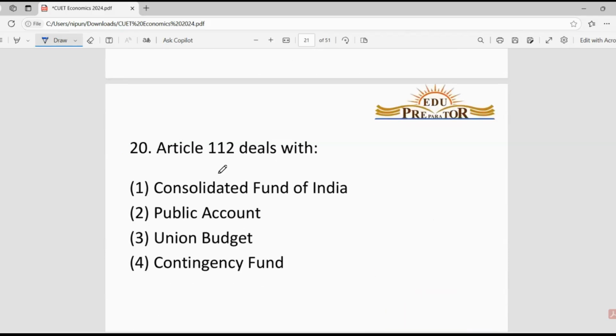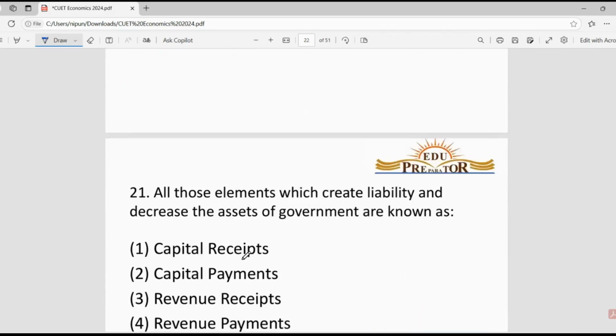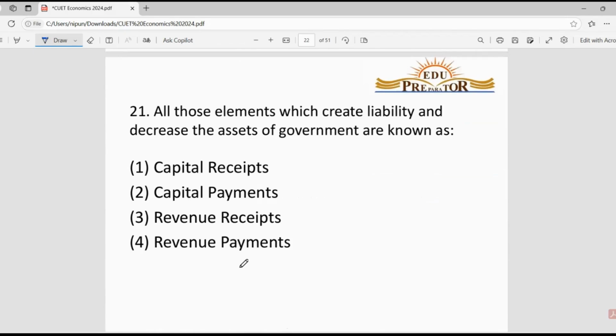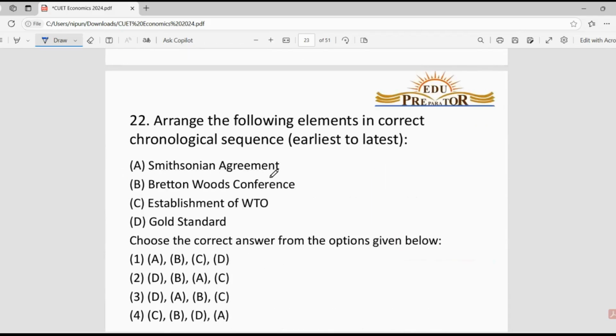Article 112. We all are aware that 112 deals with union budget, and therefore the correct option is option number 3. Let us move to question number 21. All those elements which create liability or decrease the assets. You know, anything that reduces the asset or increases the liability is a capital receipt. Right, for example, if the government borrows money, its liability is created. The money is coming in, that is, there is a receipt, but at the same time liability is increasing. Or if the government does disinvestment, assets decrease; money is received but assets decrease. In that case option number 1, that is capital receipt, would be the correct answer to the question.